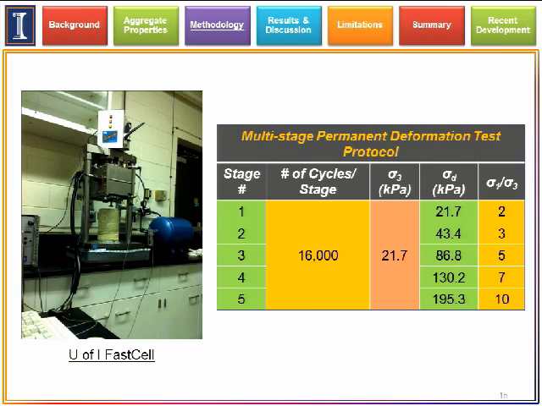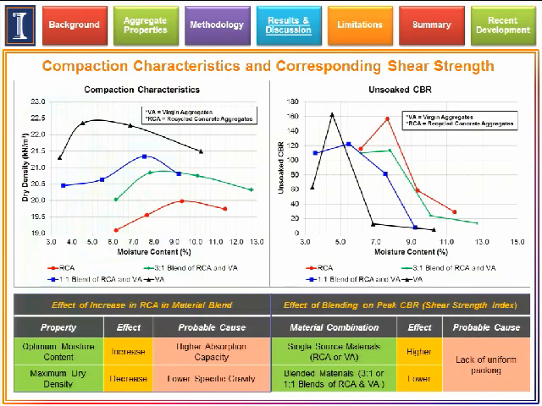Then we have developed another test protocol which is called the multi-stage permanent deformation test protocol, where we have generated multiple stress paths. The test is constituted of 5 different stages, each stage constituted of 16,000 cycles, where we have a very low amount of confining pressure, approximately 3 psi, and the principal stress ratio is ranging between 2 to 10. Now we will jump into the results and discussion.